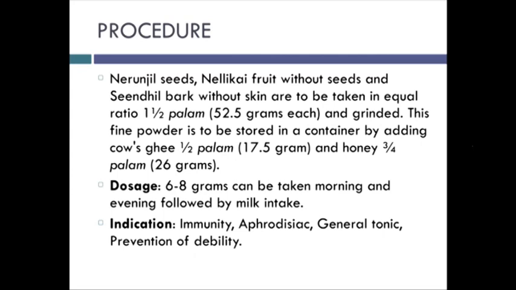When we take them as a medicine, we add ghee and honey to this, and then take 6 to 8 grams, and we can take it in the morning and evening. Like I said before, we're going to take it after food. Then after this, we're going to take milk, so it is followed by milk intake. Now, indications. It is used mainly for immunity, aphrodisiac, general tonic, and prevention of debility. Right now we are using this for the immunity aspect, and we're going to see why we have mentioned aphrodisiac, prevention of debility, and general tonic in a later slide. Next slide, please.